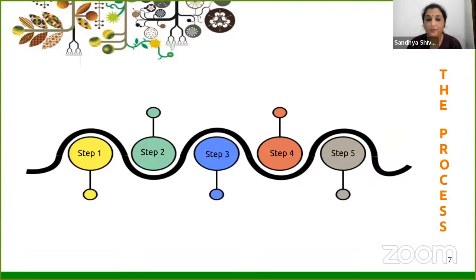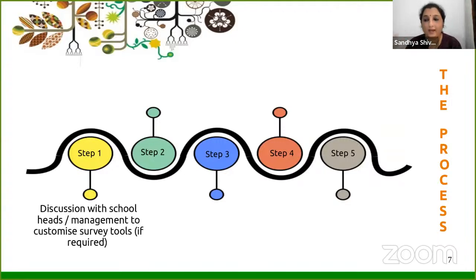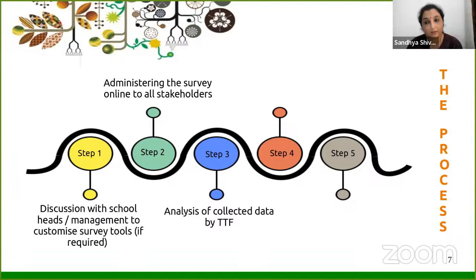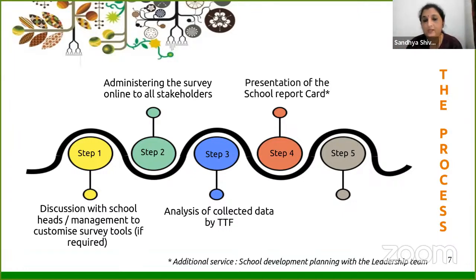So it's a very easy process. Basically, we already have the tools ready to collect data for this, but we feel that it's really important to have discussions with the school management and the school heads to customize the tool in whatever possible way. Then the next step is to administer the survey to all stakeholders. It's an online survey. Then once the data is collected, TTF analyzes it. TTF presents the report card.